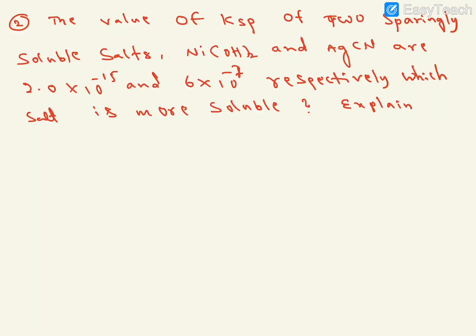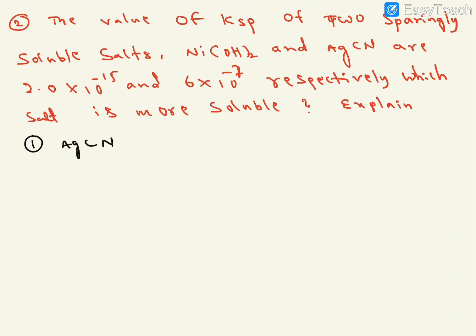I hope it is clear. Next question. The values of Ksp for two sparingly soluble salts, nickel hydroxide and AgCN, are 2.0 into 10 to the power of minus 15 and 6 into 10 to the power of minus 7 respectively. Which salt is more soluble? Give the explanation. The question is very simple. The two salts have different solubility products, and we have to find out which has the higher solubility.